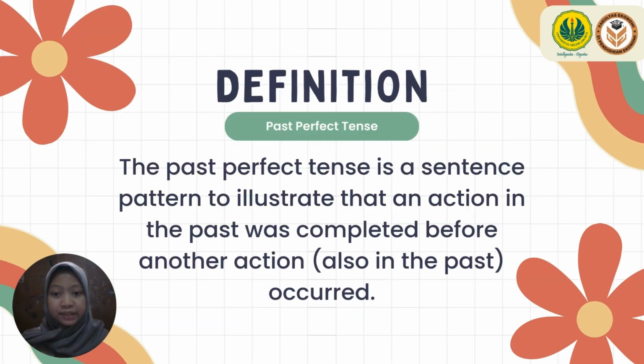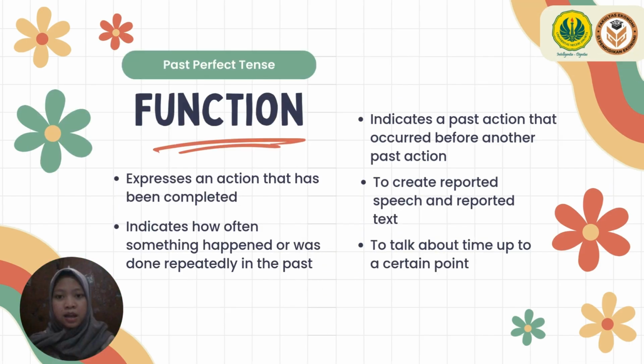In the present perfect tense, we talk about an activity or an action that is still continuing. The past perfect tense is a sentence pattern to illustrate that an action in the past was completed before another action, also in the past, occurred. The functions of past perfect tense are: express an action that has been completed, indicate how often something happened or was done repeatedly in the past, indicate a past action that occurred before another past action, create reported speech or reported text, and talk about time up to a certain point.